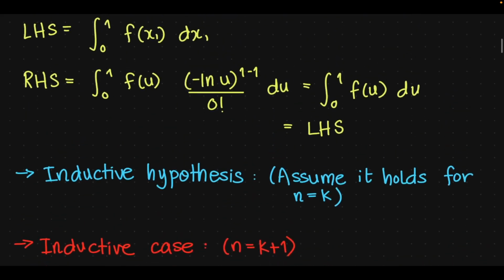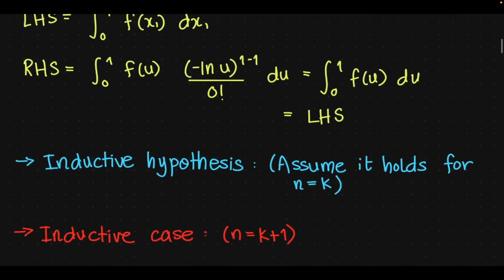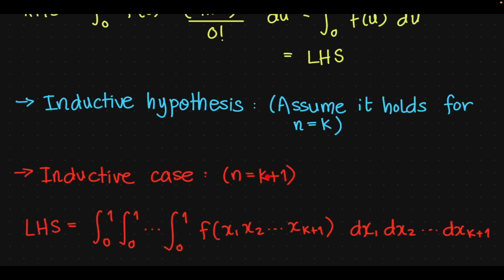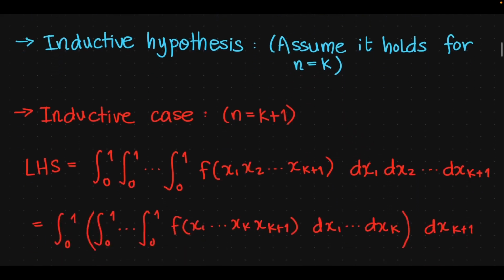We know it holds for 1, we assume it holds for k, and we show it holds for k plus 1. So, we know 1's true, 2 holds after we prove the inductive case, and then after that 3 holds and 4 holds, and then this holds for all integers.